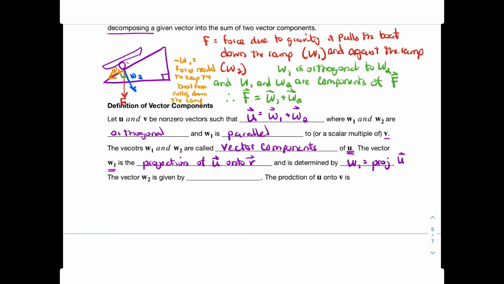And our notation for that is w1 is equal to the projection of u onto v. So that's how you would write u onto v. And so the vector w2 is given by, and all I'm doing is taking that u vector from the first blank and solving it for w2 by subtracting the vector w1 from each side. So w2 is equal to vector u minus w1.